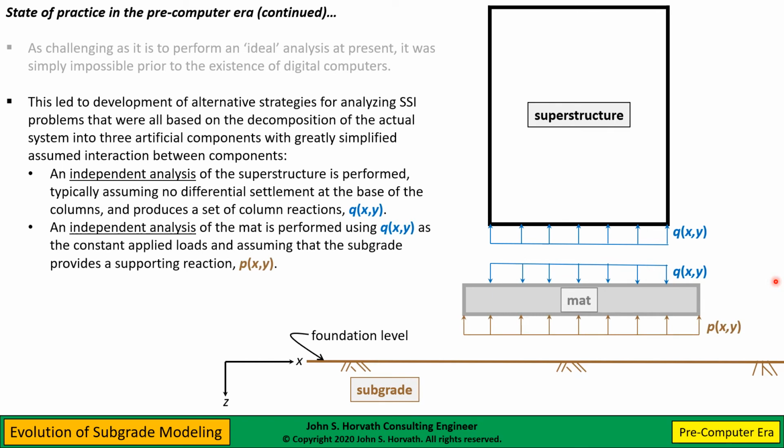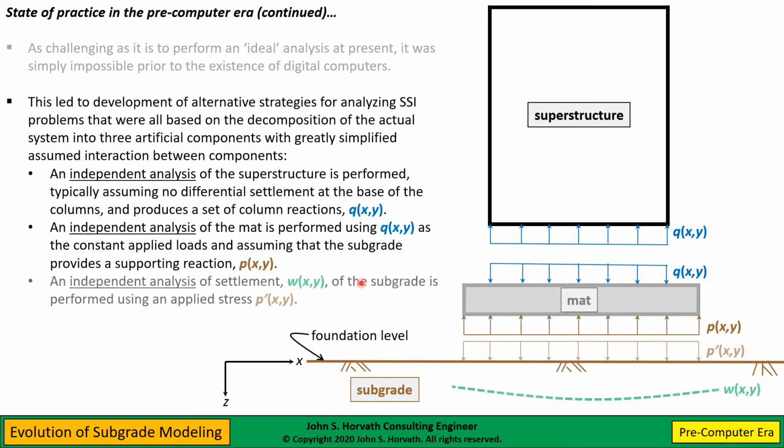So this is just a stand-in for variable loads at the base of the columns of this building, for example. And then you take this Q of XY, and this would now be the applied load on the mat, and you would assume that there was some subgrade reaction P of XY on this mat. Notice you'd have to assume this. And then you do a separate independent settlement analysis under some applied stress P prime of XY.